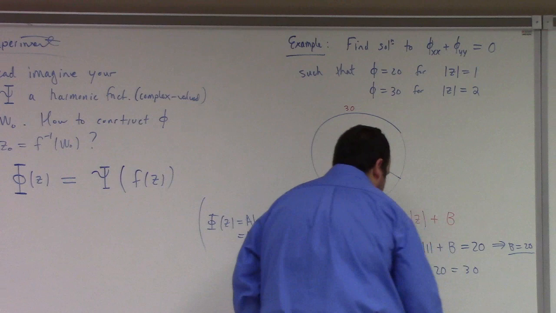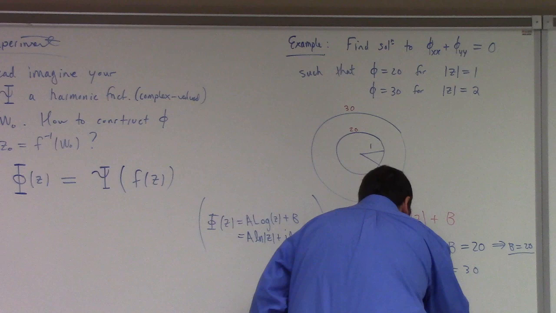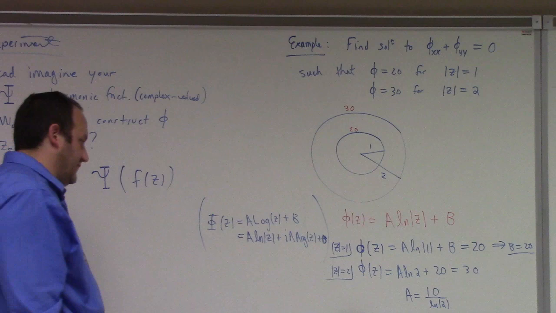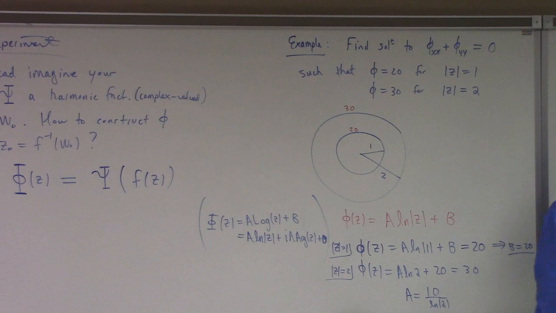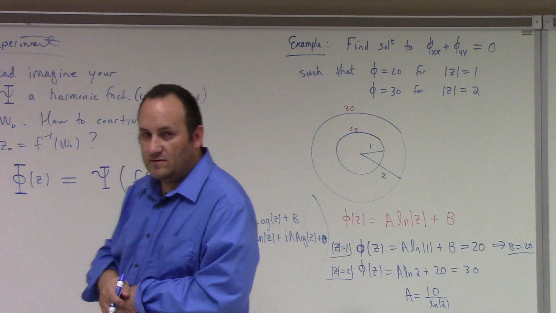So what's that tell me about a? Work it out. A is equal to, looks like, 10 over natural log of 2. Am I right? 30 minus 20 is 10. 10 over log 2 is a. Put it all together. There you go. We have phi of z equals 10 over the natural log of 2, times the natural log of the modulus of z, plus 20. There you go. That is a solution to Laplace's equation on that annulus.